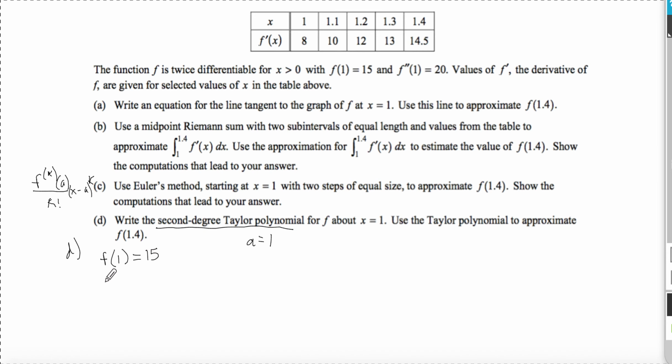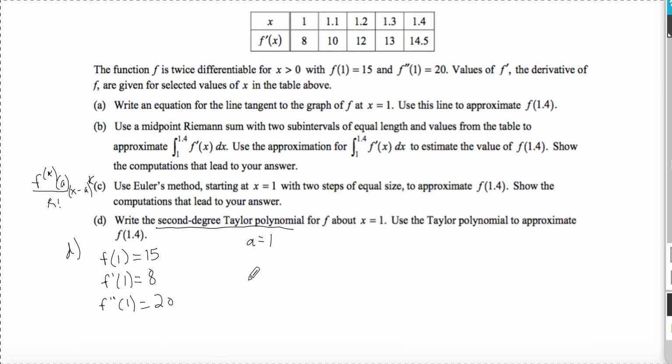What else do I need now? Now I need f prime of 1. What is f prime of 1? F prime of 1 is 8. Now I need f double prime of 1, because I need the second degree Taylor polynomial, so I need the first 2 derivatives. F double prime of 1, not 2, slow down there, Markwalter. F double prime of 1, I finally get to use this information up here. F double prime of 1 is 20.